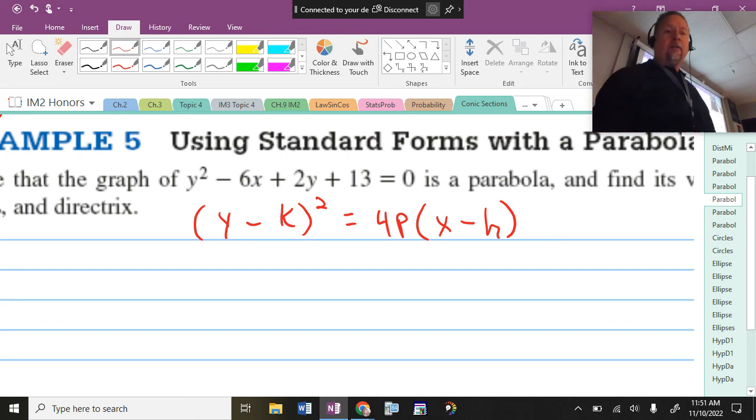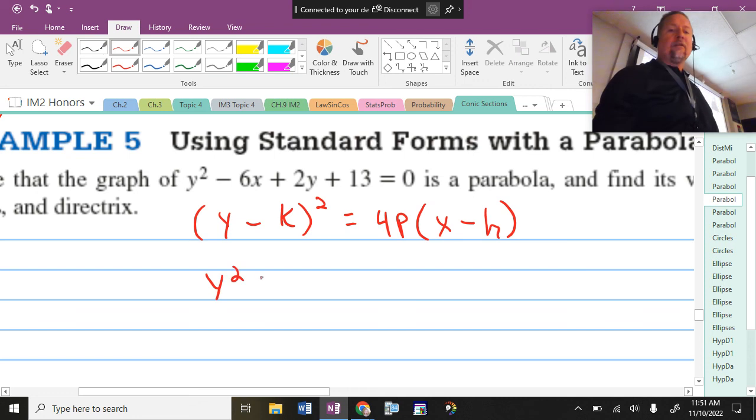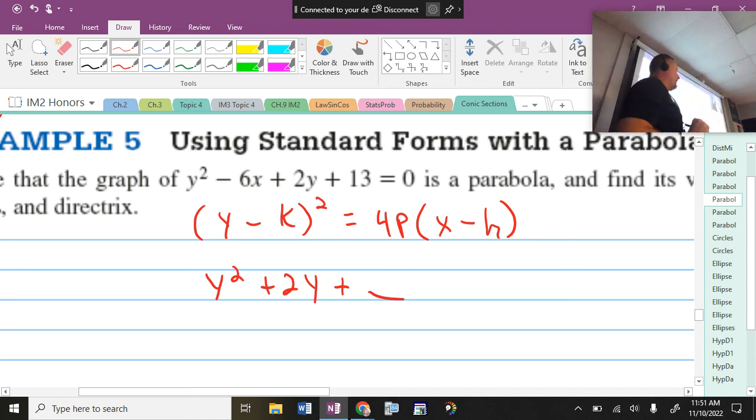So here's step 1, get the y's together, but hold on. Put a blank there. I just have a question. Whatever you do to one side, say it. We're going to do something to both sides to make this happen, to make this set of parentheses happen.